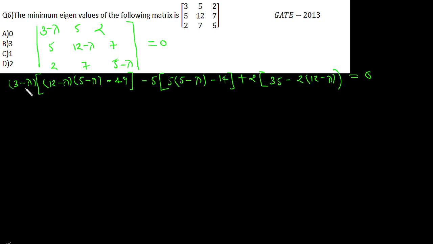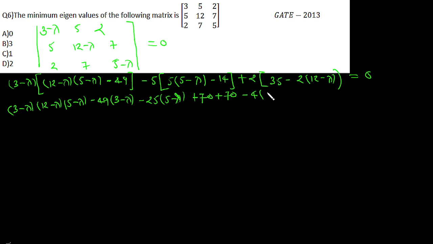Let's multiply the brackets with these terms. We get 3 minus lambda times 12 minus lambda times 5 minus lambda, minus 49 multiplied by 3 minus lambda, minus 5 times 25 into 5 minus lambda, then lambda, minus minus becomes plus, and here we get 17, plus 2 times the bracket, 4 into 12 minus lambda, is equal to 0.